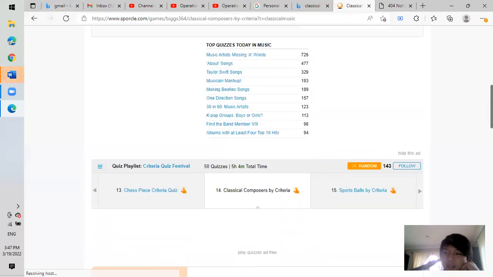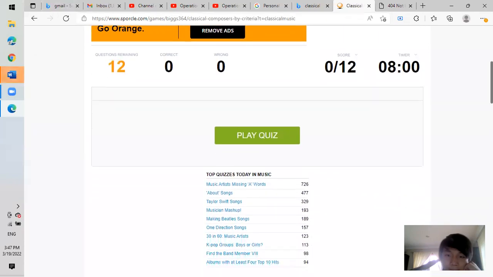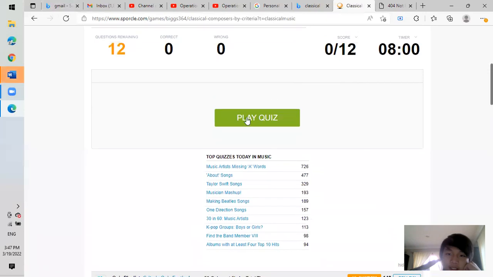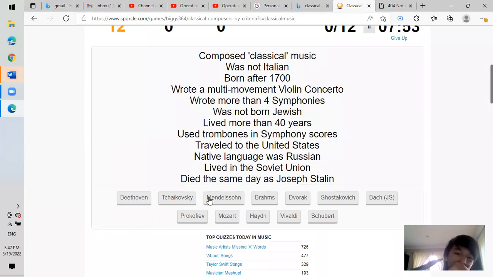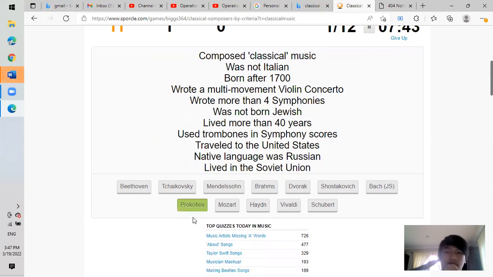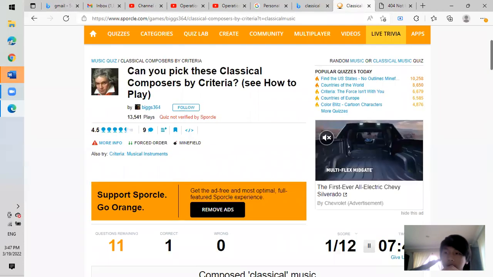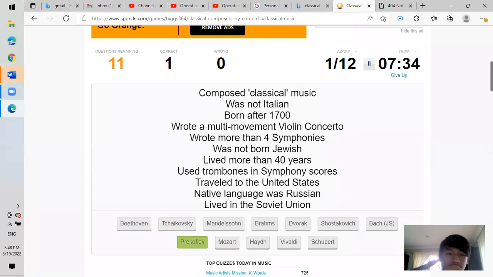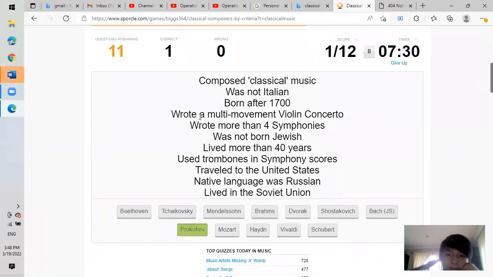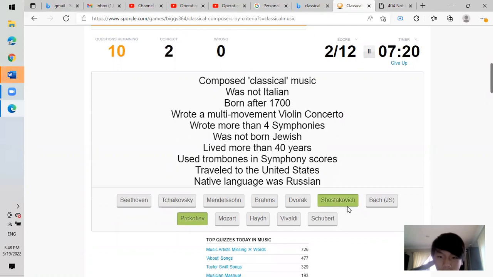Okay, so then I don't think that it's just a coach then. Wait, but it is. Died on the same day as Joseph Stalin. When did Stalin die, though? That's my question. No, if it's not just the coverage, it's definitely Prokofiev. Oh, it is Prokofiev. Now what? Oh, there's more than one. Wait, no, it changed. Okay, then it's just the coverage. This one is just the coverage.